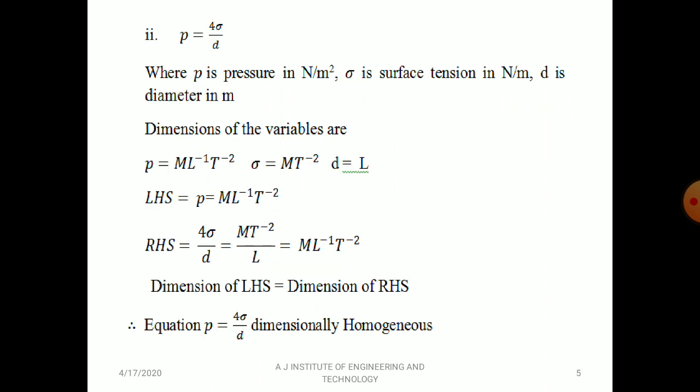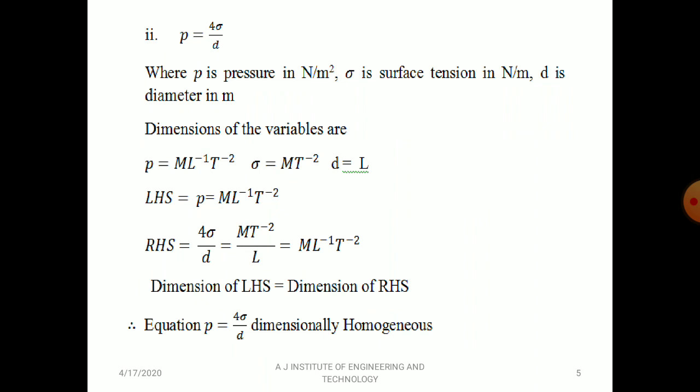Next, the second case, P equals 4 sigma by D. This is an expression for pressure, actually the pressure inside the droplet. Sigma is the surface tension and D is the diameter of the droplet or the bubble. P is pressure in Newton per meter square, the unit of pressure, or alternatively Pascal. Sigma is surface tension in Newton per meter, the force acting per unit length, which is called surface tension. Then D is the diameter, as we all know, in meter.